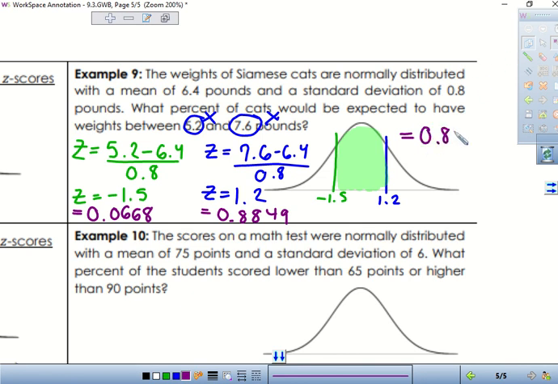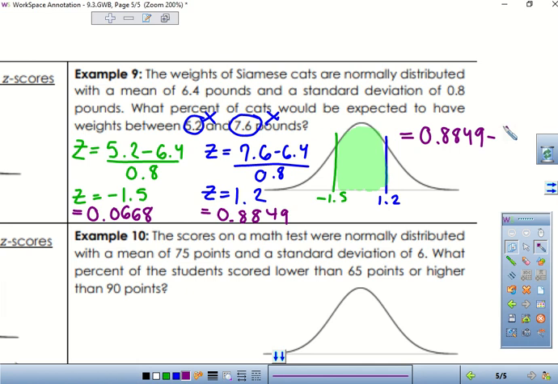Good, which is 0.8849. Does everybody see why this one has to come first? It's to the right on the bell curve, minus the one on the left. So that's why I think drawing a sketch kind of helps. And this comes out to be 81.81%. So 81.81% of the data falls between these two.